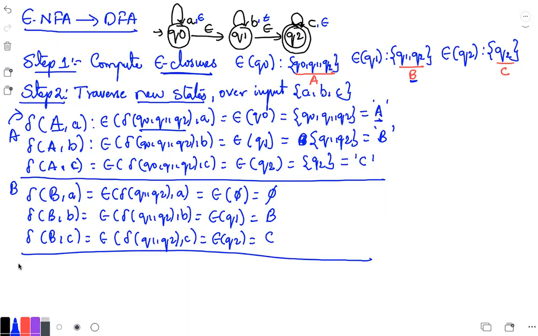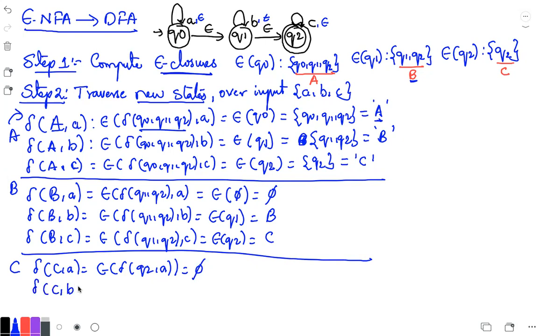Now the last state, C. So delta C on A. So it's epsilon closure of transition of C. What is C? Q2. So Q2 on A. Q2 on A, no path, leave it, phi.